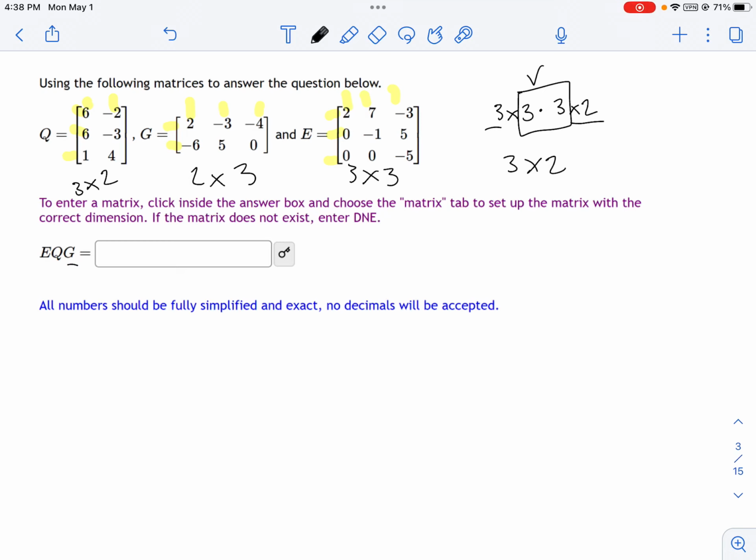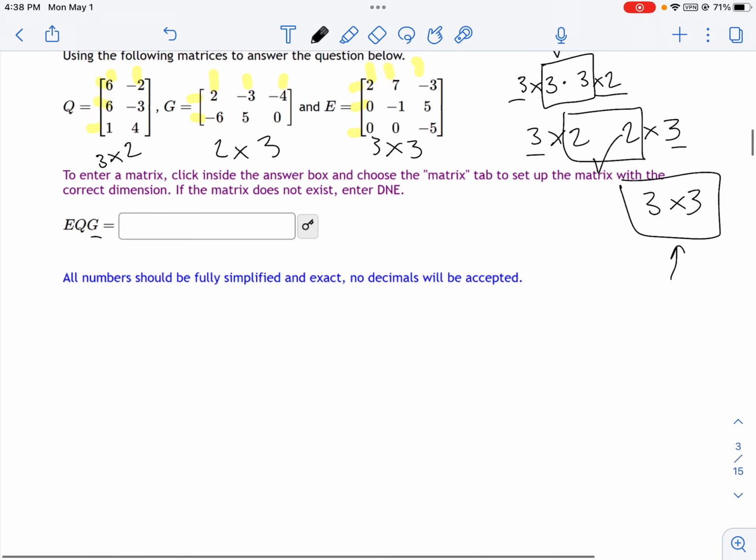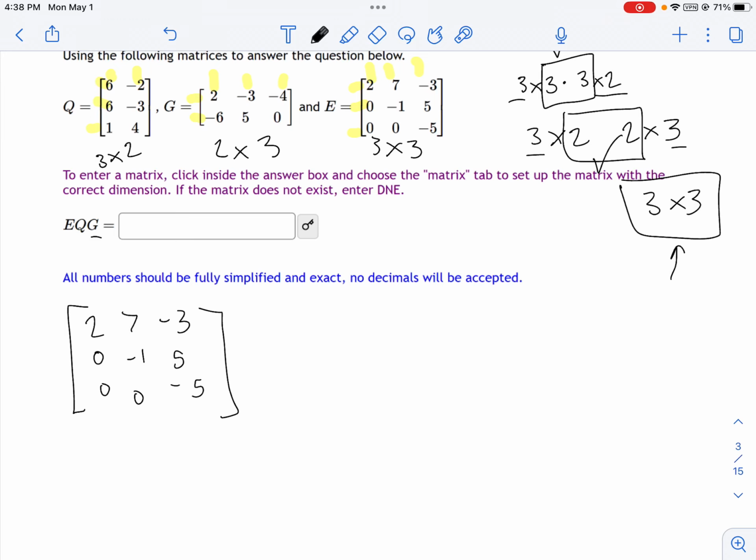Then we'll multiply that by matrix G, a 2 by 3 matrix. When you multiply those, the 2's match, and our final answer should be a 3 by 3 matrix. That is our end goal. If it's not a 3 by 3 matrix, you've done this wrong. First, we multiply E, which is 2, 0, 0, 7, negative 1, 0, negative 3, 5, negative 5, by matrix Q, 6, 6, 1, negative 2, negative 3, 4.